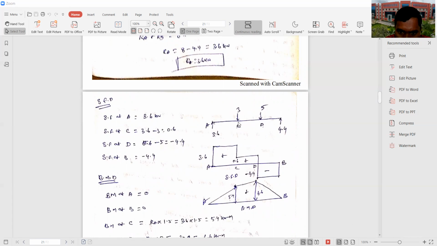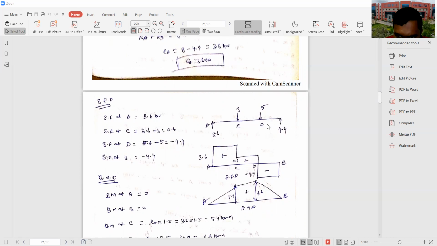So in between A and C, no force, so horizontal line continues up to the C. Then due to this 3 downward, minus 3, so already 3.6 plus minus 3, so plus 0.6. Then in between C and D, there is no force, therefore 0.6 continues up to the point D. Then this is downward minus 5. So minus 5 plus 0.6, minus 4.4. So this comes down to minus 4.4.